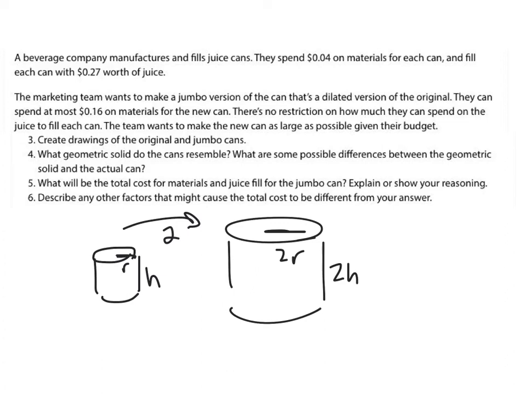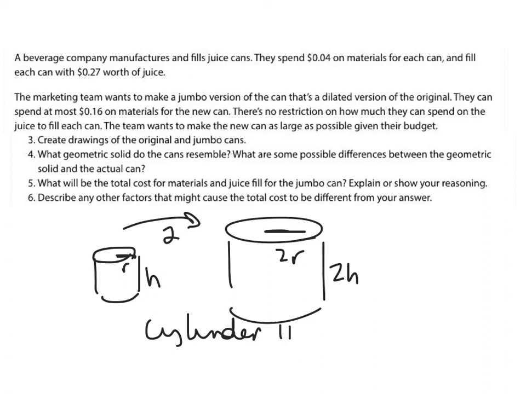Number 4. What geometric solid do the cans resemble? A cylinder. Rocket science right there, folks. What are some possible differences between the geometric solid and the actual can? The actual can isn't going to have anything on the inside except juice, where the solid is going to be full of whatever you make it out of. We could 3D print it. It'd be full of filament. We could carve it out of wood, and it'd be full of wood. We can make it out of Play-Doh, right?